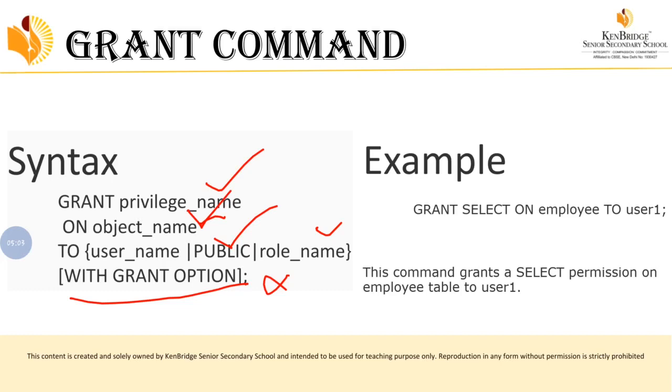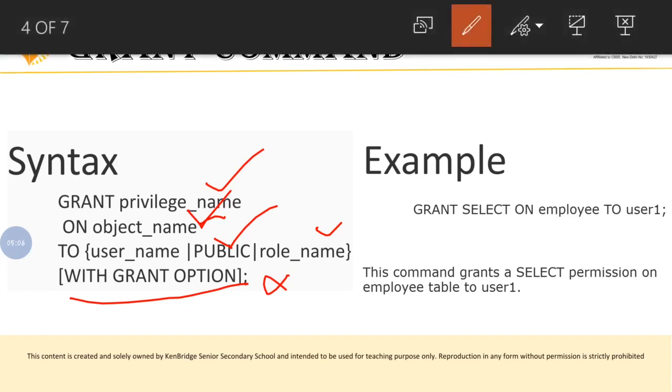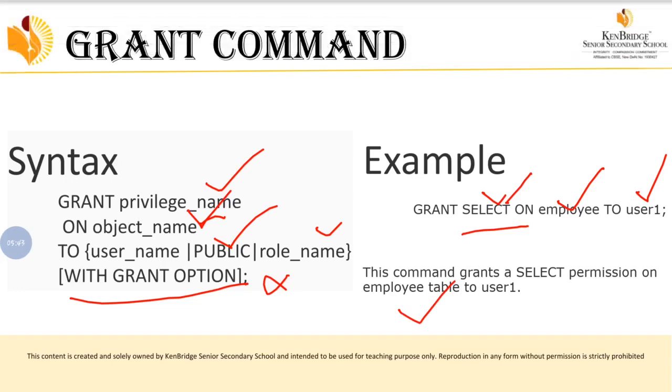Okay, just look at here the example for this grant command. Grant select. So here, which is the privilege? Select on employee. So on which table are we going to perform the selection? Employee table to user 1. So here they have not used the with grant option, which means user 1 cannot share his selection privilege with anyone else. Okay, he can do the selection process, but he cannot share it with someone else. So this command grants the select permission on the employee table to user 1. This is the meaning of this example. Okay, so let's move on to the next one.